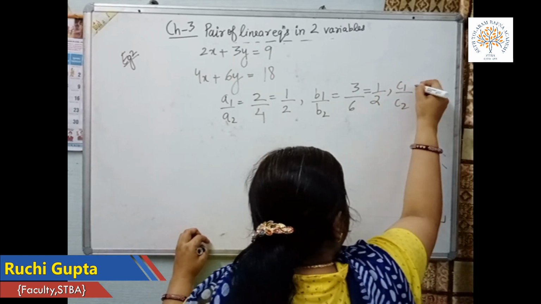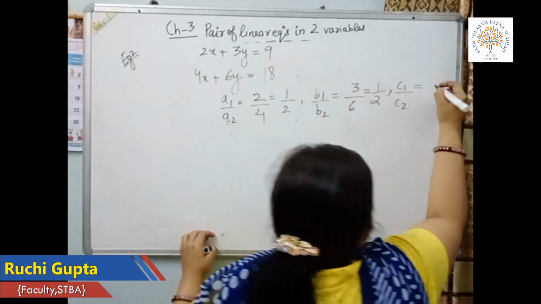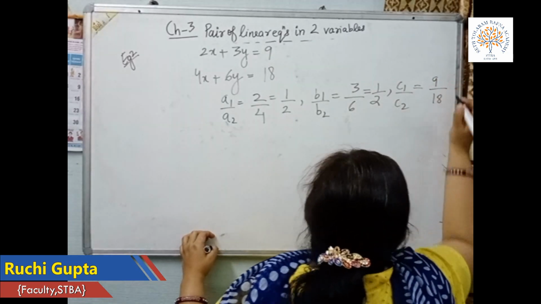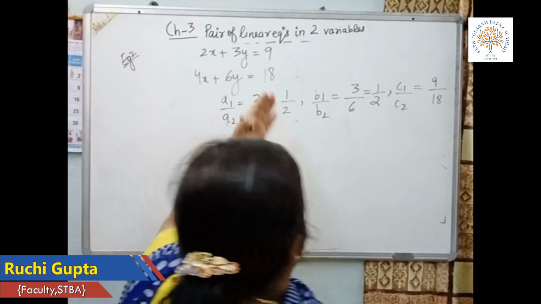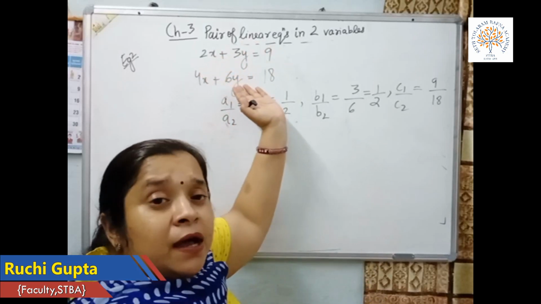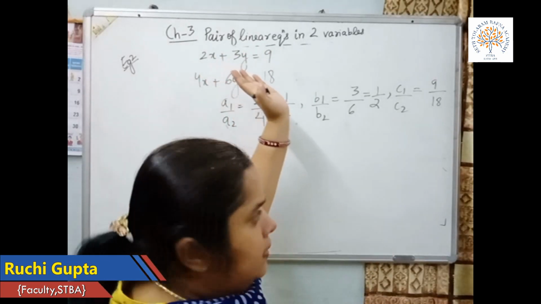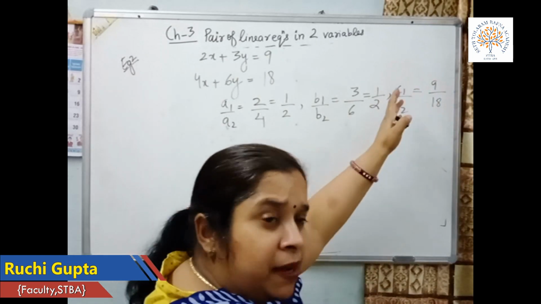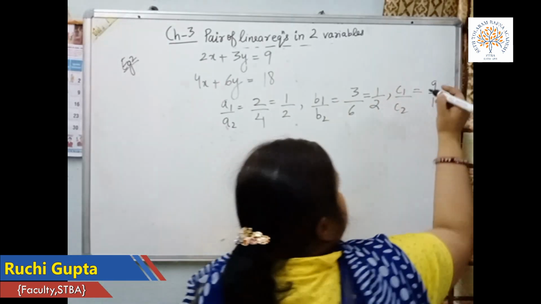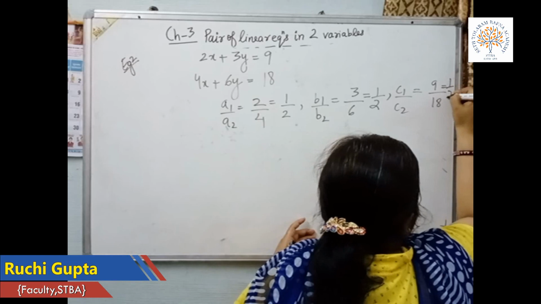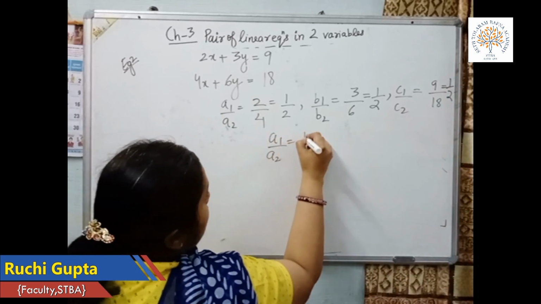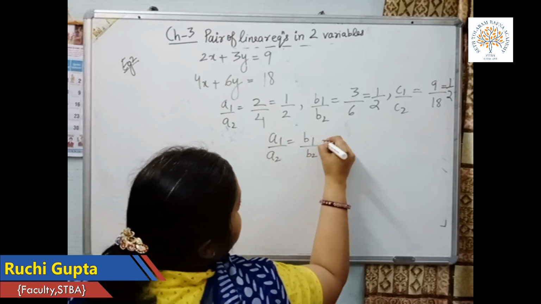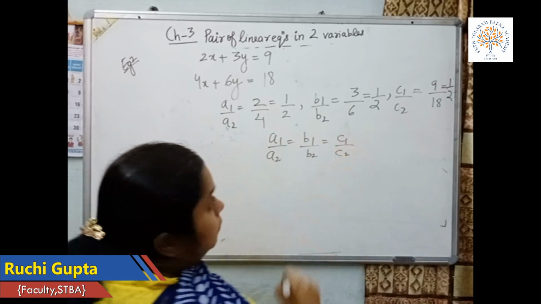And what is c1 upon c2? They are the constant terms. They are 9 upon 18. You can write it as minus 9 upon minus 18 also, because when you take 9 on that side, it becomes minus. So minus cancels with minus, so no need to write minus. Okay. So it is also 1 upon 2. So can you see that? a1 upon a2 is b1 upon b2 is c1 upon c2.